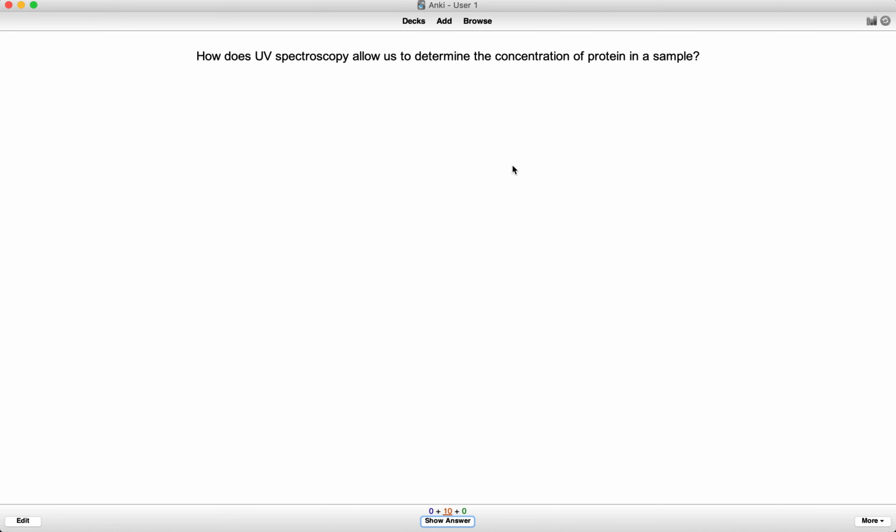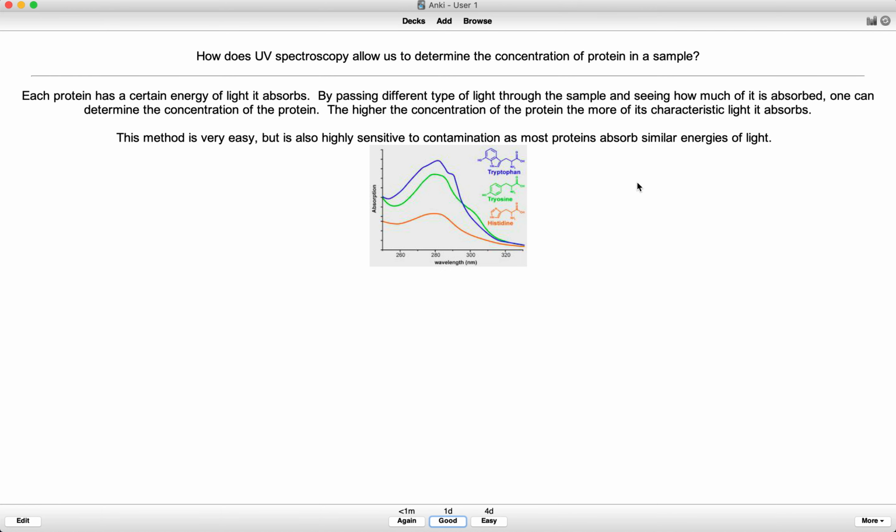Certain proteins absorb certain wavelengths of light very well. For example, tryptophan absorbs UV light. When we put it through a UV-vis, we see a spike, a lot of absorption, so we know that there's lots of tryptophan in the protein sample.